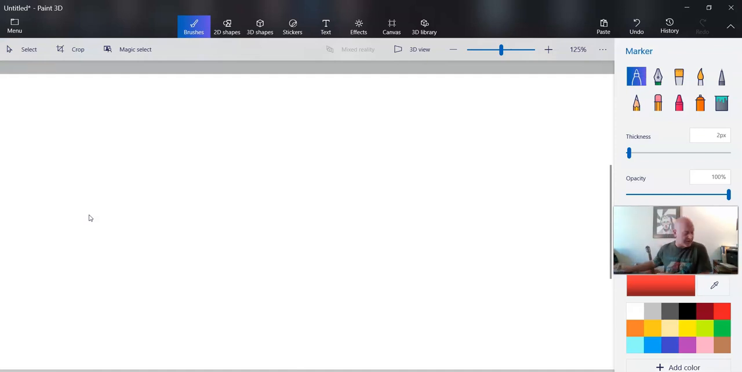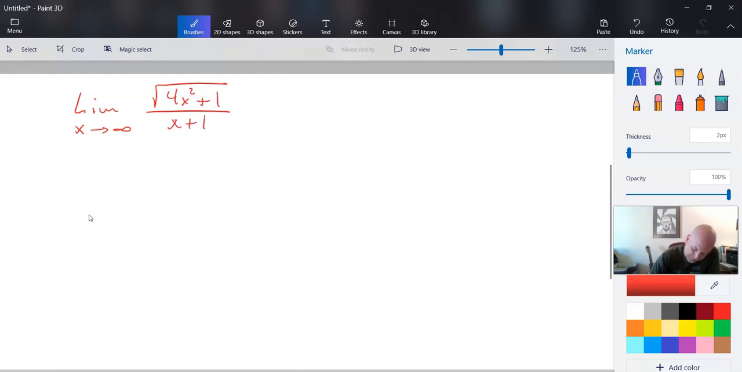Okay, the last example, where did it go? There it is: the limit as x approaches infinity of the square root of 4x squared plus 1 over x plus 1. Now, looking at something like this, and this is actually how my thought process went, if the whole thing was in a root, I could take the limit of what's inside the root, right?